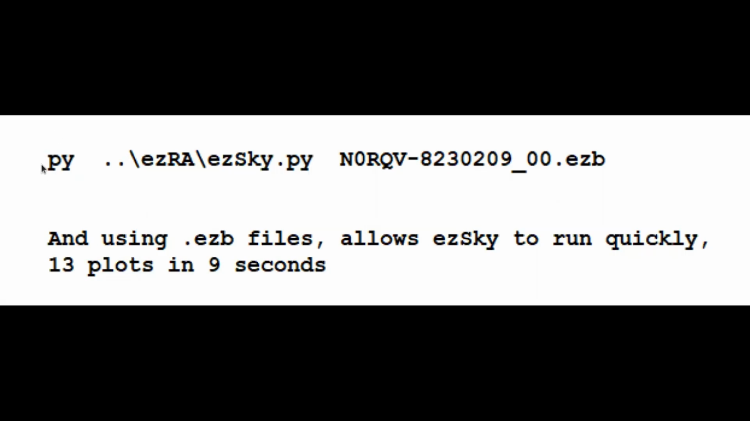py in Windows for Python. We want to go up one directory, down one directory into ezRA, and find the Sky program. It's a Python program, so it ends in .py, and we spell out the name of the ezb file. Because so much calculation was done with ezCon, these ezb files run very quickly with ezSky. We get 13 plots in only 9 seconds.